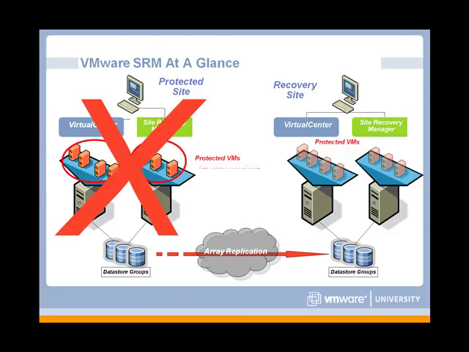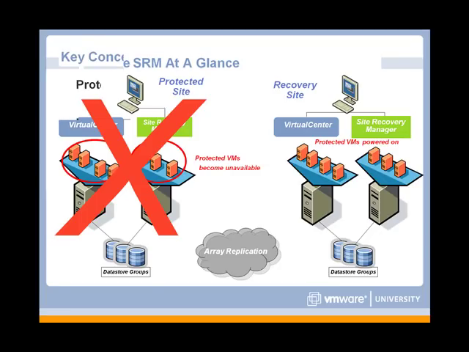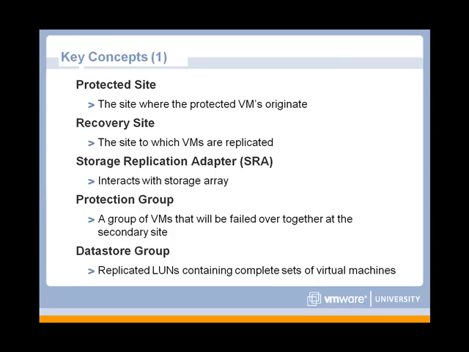So we have our protected VMs, and in the event of a catastrophic failure and those protected VMs become unavailable, we're actually able to initiate the recovery plan from the recovery site. At the time that the recovery plan is initiated, SRM will talk down to the array and will actually present the storage that houses the most recent copy of the virtual machines to the ESX servers contained in the virtual infrastructure on the recovery site. At this point, ESX will then power on the virtual machines and allow them to be available and online in the recovery site. So let's talk about some key concepts.